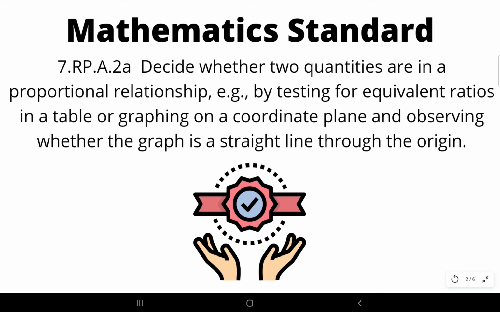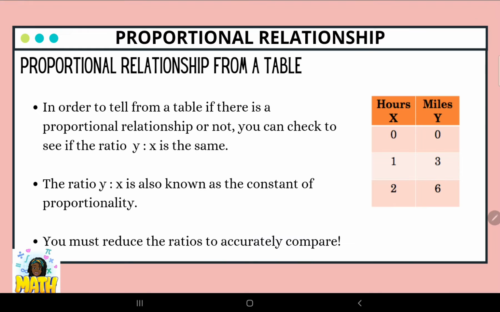Today we're going to be looking at 7.RP.A.2a. Decide whether two quantities are in a proportional relationship by testing for equivalent ratios in a table or graphing on a coordinate plane and observing whether the graph is a straight line through the origin. For today's lesson, we're just going to focus on identifying if a relationship is proportional from a table.